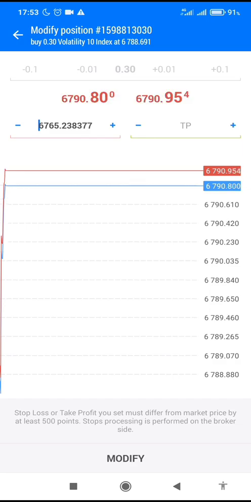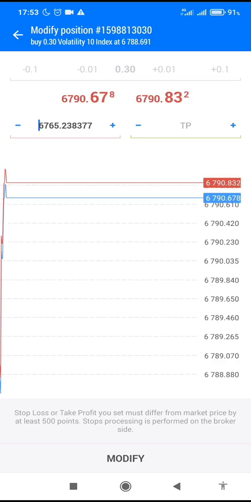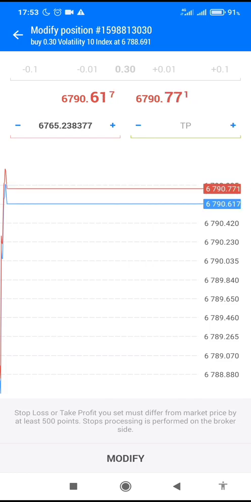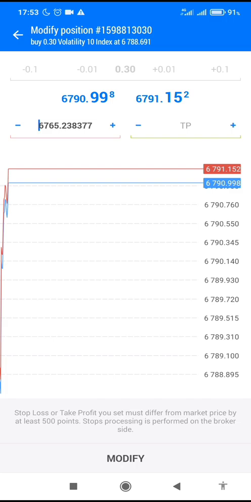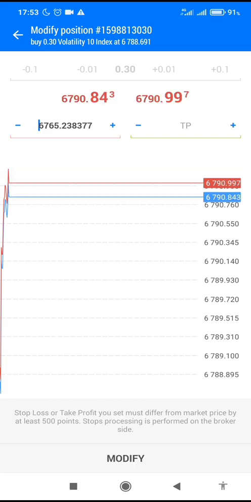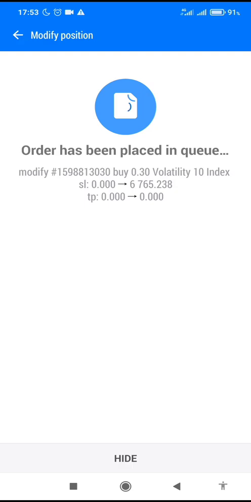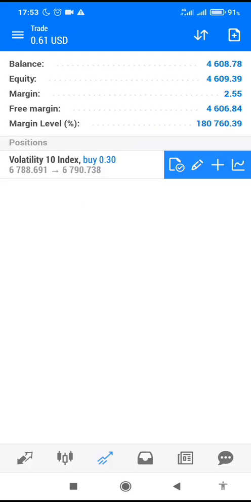modify. Now sometimes this modify button will not show. Look below, check below, you can see we have modify there. Sometimes it does not show. If you copy a wrong SL and a wrong TP, your modify word will not show. So you have to be careful about that. So right now I click on modify. Now I have modified this position.